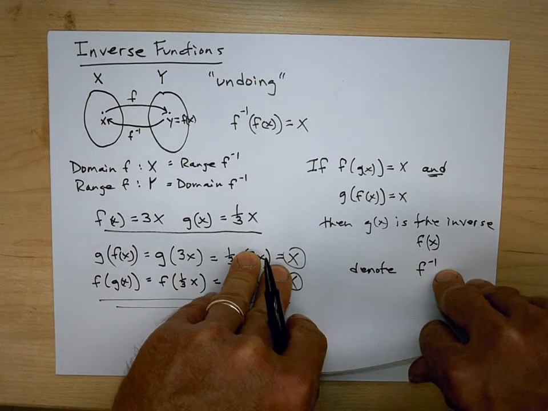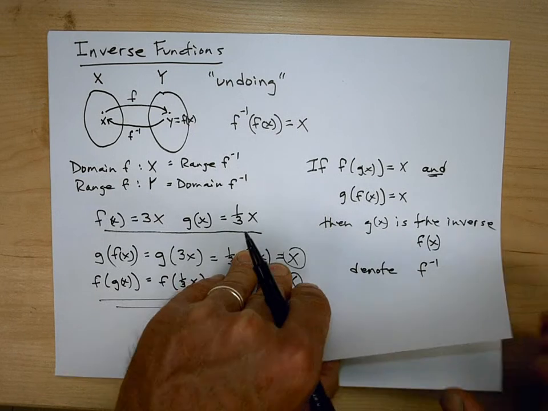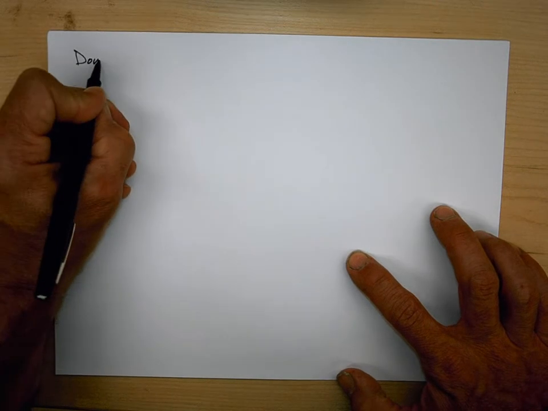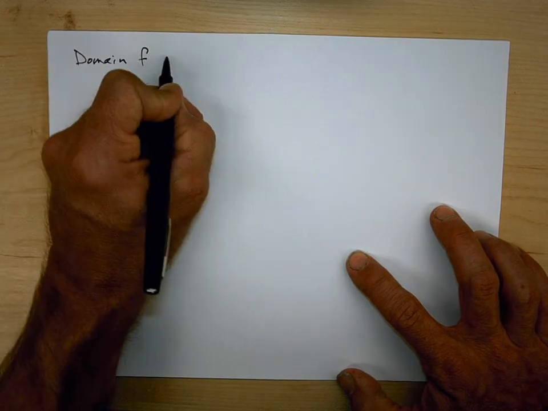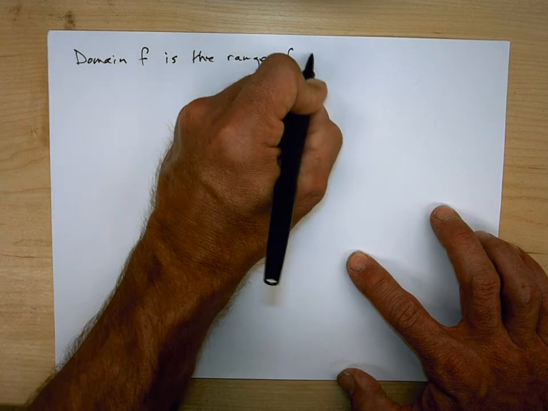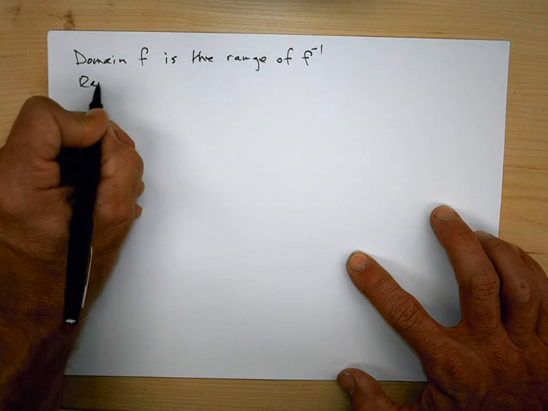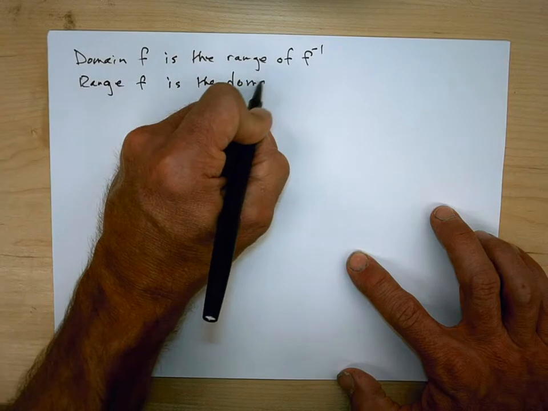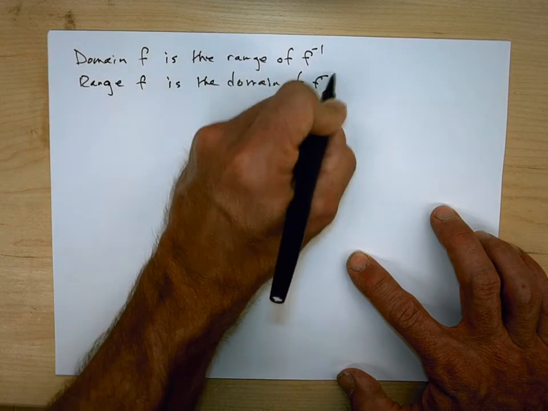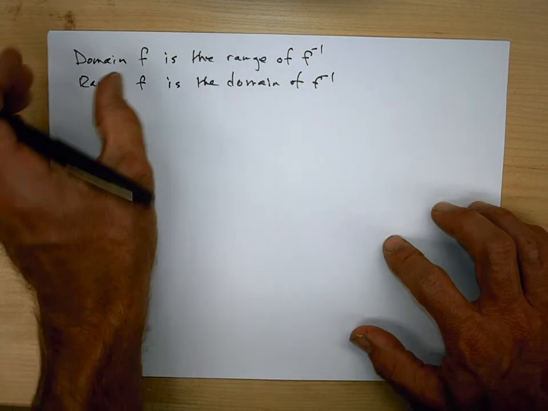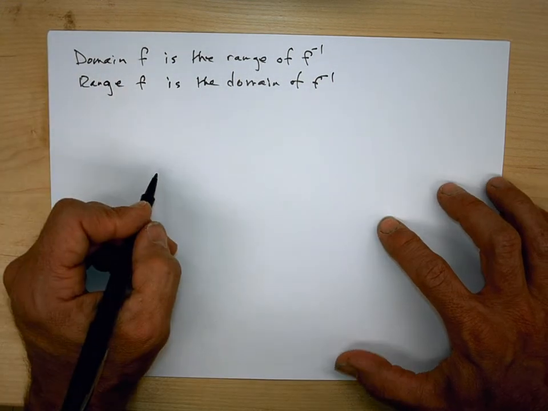So graphically, well, not just graphically, but also in terms of just the points that we're looking at, the domain we already said: the domain of f is the range of f inverse, and the range of f is the domain of f inverse. So another way to think of this, I mean, we just think the domain and the range are sets, but let's think about what this means in terms of an individual point.